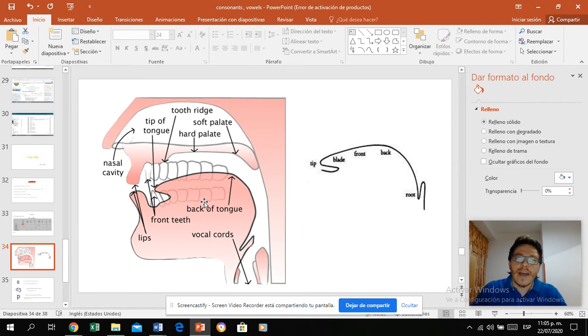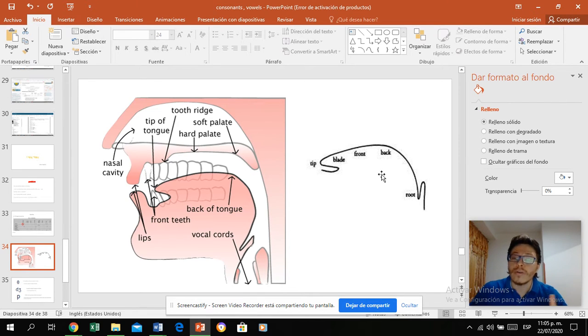Like you see here, we have all the cavities we human beings have. We have here the lips, the nasal cavity, the front teeth that are these ones. We have the vocal cords. We have the tooth ridge that is just behind our upper teeth. We have the palate that is classified in hard palate and soft palate. And we have the tongue.